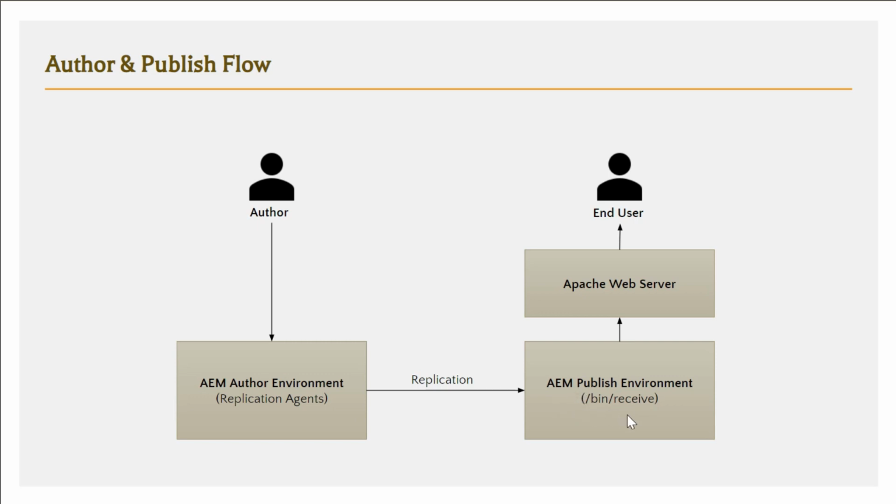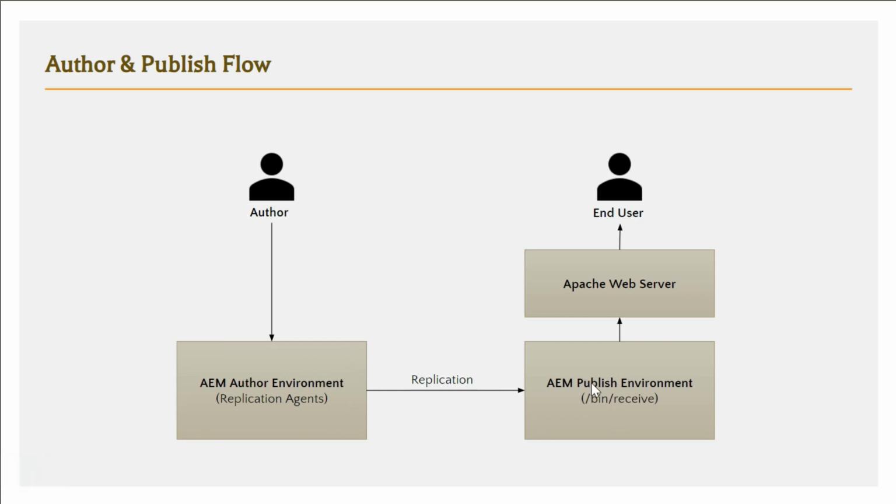Okay, so this is the URL path, and an API call will be given to this URL path, and this packaged file, this zip file which you have seen earlier, will be passed on to this particular path. And then this code here, which is existing in this location at /bin and /receive, this servlet code will get triggered, and it will take that package and actually install it in the publish environment, so that the new page which you have created in the author environment will get replicated onto the publish environment.